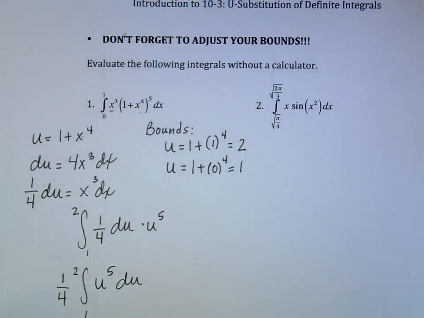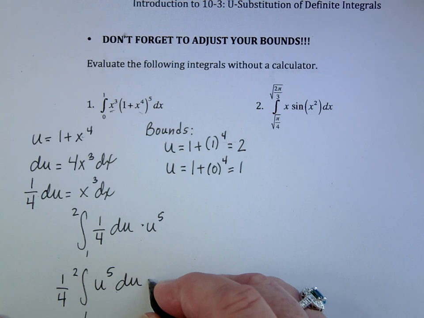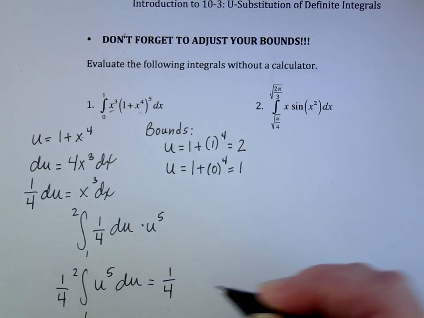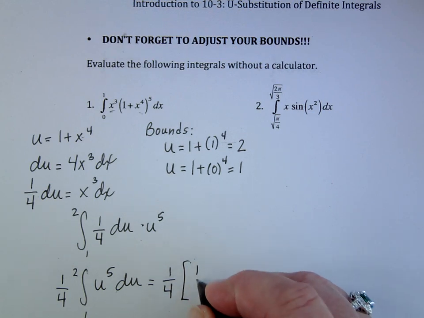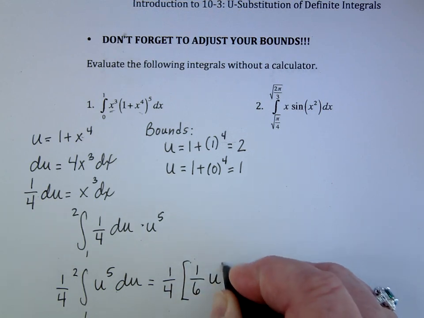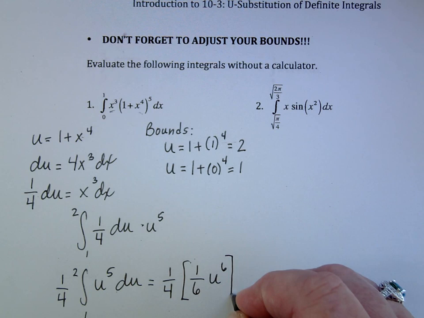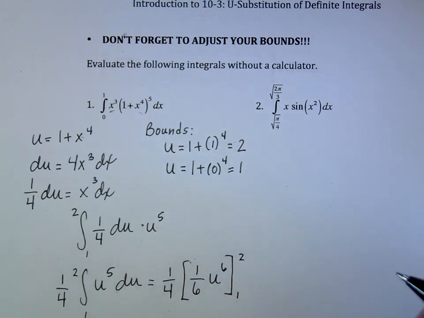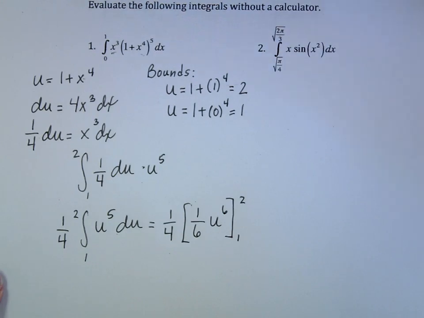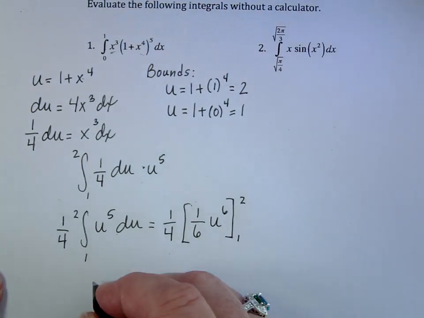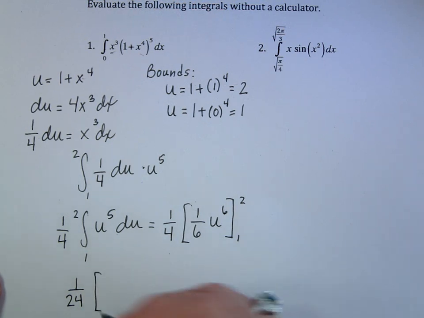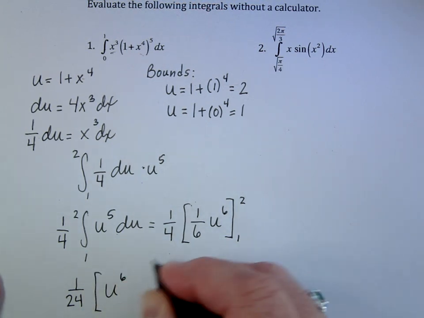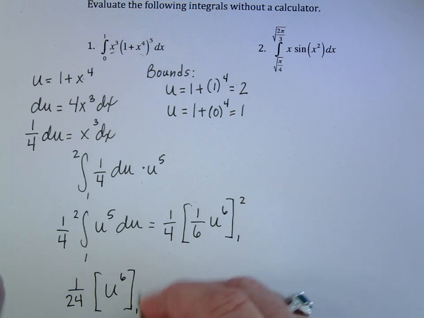And now let me take the antiderivative. So 1/4 stays 1/4 in the front. u to the 5th would be 1/6 u to the 6. Add a power on, divide by the power, going between 1 and 2. Now I can even make that a little bit nicer by taking the 1/4 and multiplying it by the 1/6. I get 1/24. And that would be then u to the 6th going between 1 and 2.